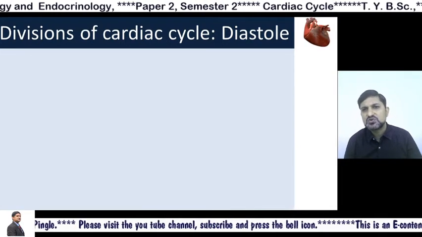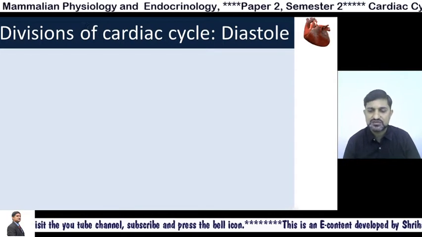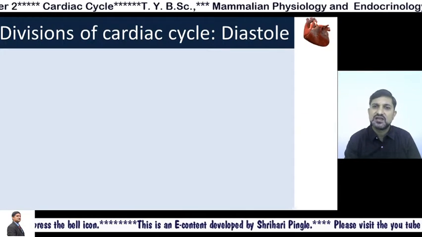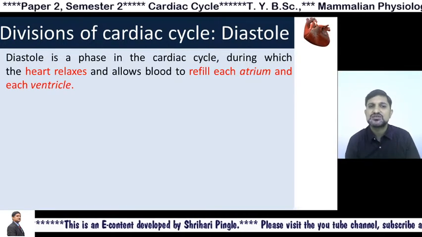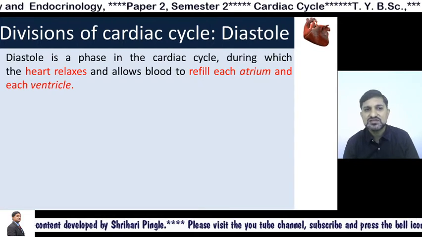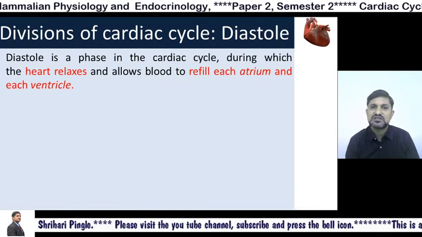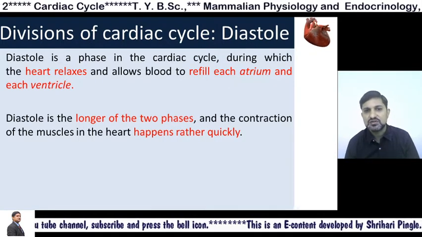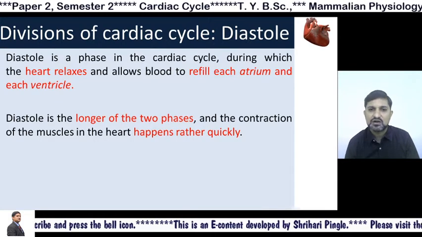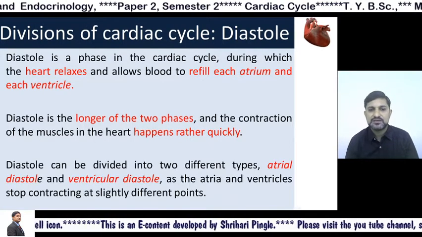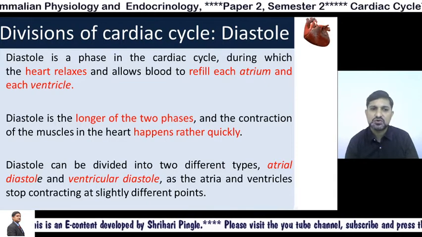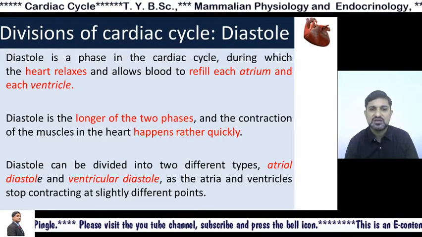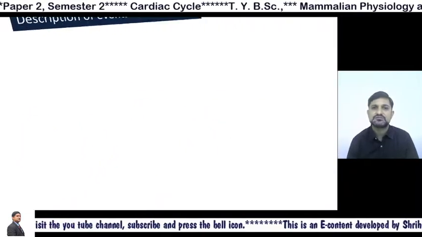Now, opposite to what systole is, there's something else which is called as diastole. So as I said, that systole is contraction of the heart muscles. That implies that diastole is relaxation of these heart muscles. And as a result of this relaxation of heart muscles, the blood refills the auricles and ventricles. Now this diastole as compared to systole is a longer phase and it happens rather quickly. Like we have seen in case of systole, the diastole is also classified into two types. One is atrial diastole and another is ventricular diastole.